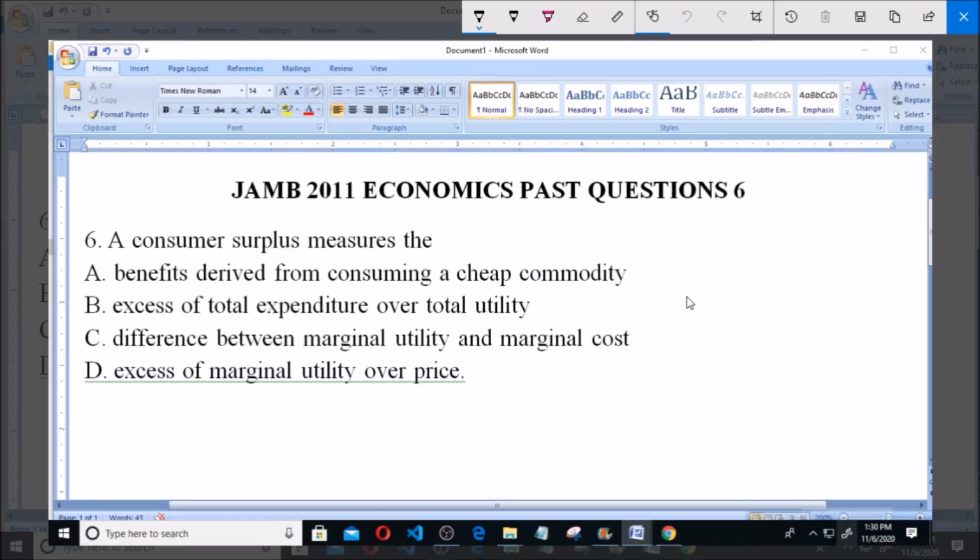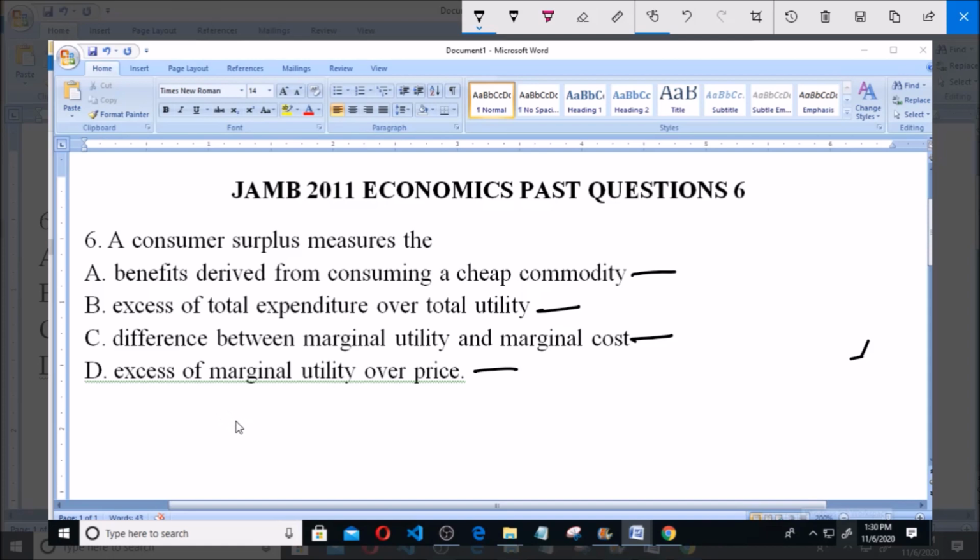So, JAMB 2011 past question, economics question number 6. A consumer surplus measures: option A says, benefits derived from consuming a cheap commodity. Option B says, excess of total expenditure over total utility. Option C says, difference between marginal utility and marginal cost. Option D says, excess of marginal utility over price.